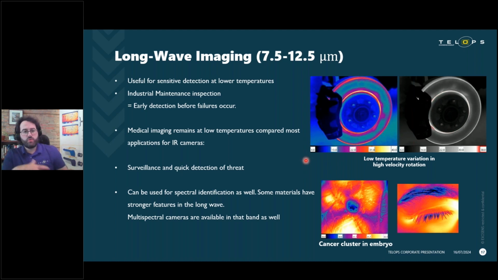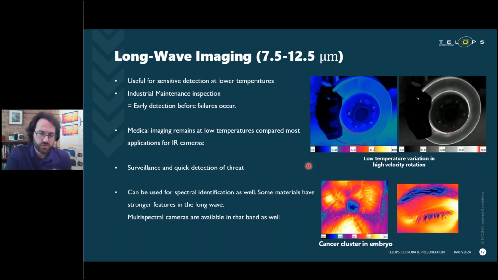Of course, we're talking lower temperature, room temperature. So medical imaging can really use those cameras. They need low temperature with higher sensitivity and a good resolution as well. So we have two body, or let's say organic body part images here, where we have a cancer cluster that was implanted into an embryo, that was imaged to see the difference in the metabolic rate of those cancer cells compared to the rest.